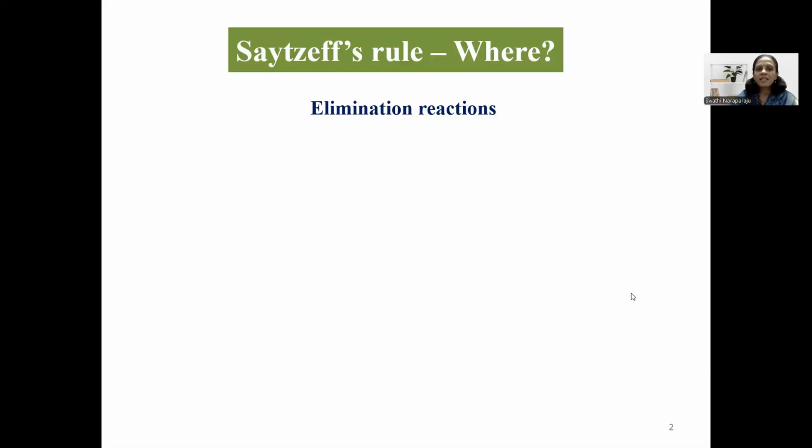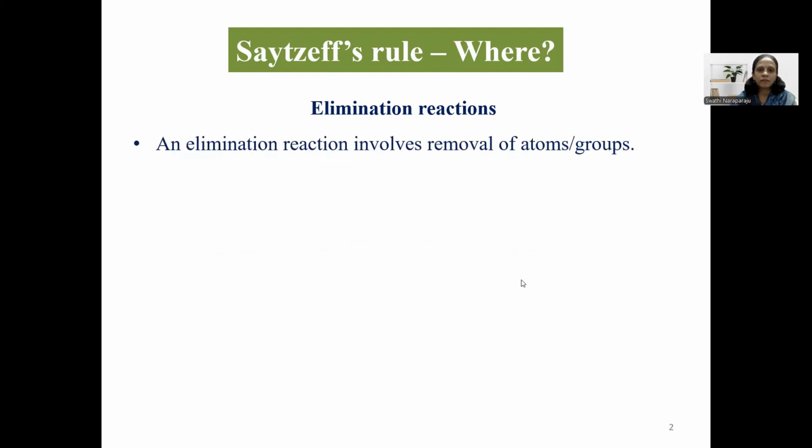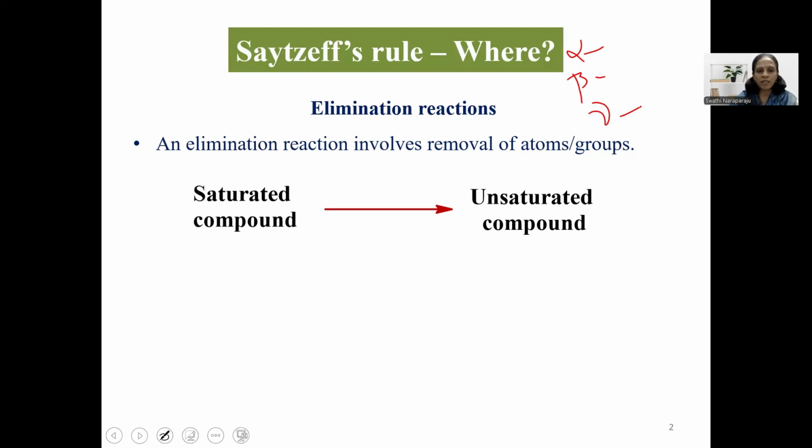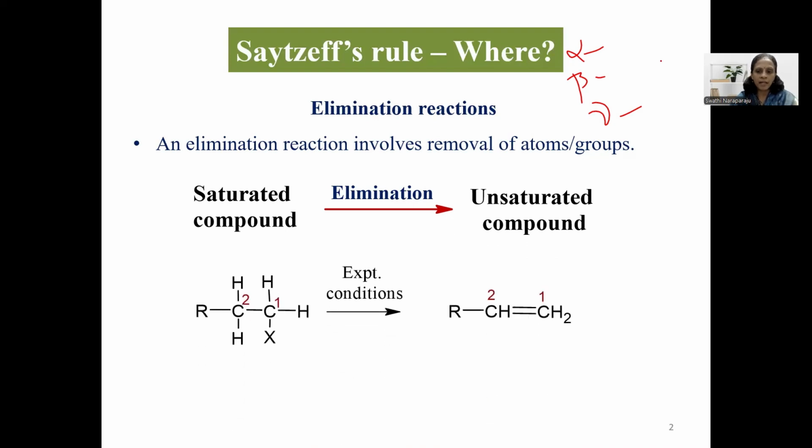Let me make it crystal clear to you where exactly this Saytzeff rule is important. It is important in elimination reactions. An elimination reaction involves removal of atoms or groups. This elimination reaction is again of different types: alpha elimination, beta elimination and gamma elimination. In beta elimination or 1,2 elimination, a saturated compound will be converted to an unsaturated compound. So let us consider an example.